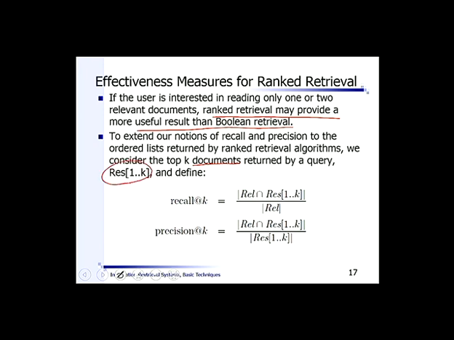Sometimes we are interested only in the top k documents. For example, in Google, we rarely go to the second page returned by Google, right? Most of the time we are interested in only the top 10 or 20 documents. So in this case the value of k will be, let's say, 10 or 20. We can measure recall or precision for the top k documents by considering the top k results and calculating it using the same formula, right?